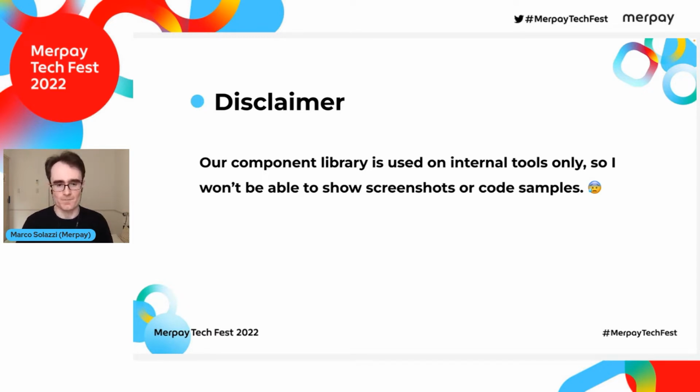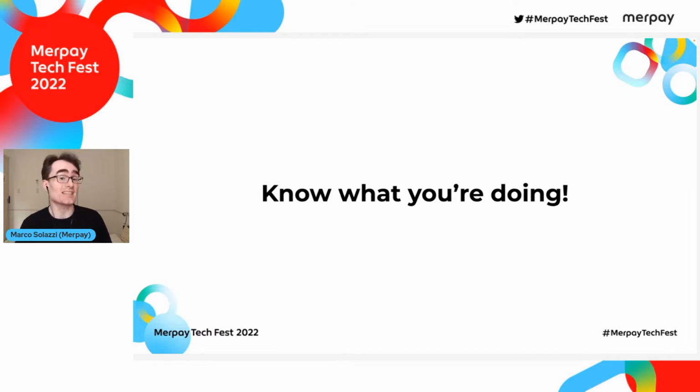That said, there is basically only one important point when it comes to building a component library: know what you're doing. Okay, maybe let's say that this should be the case for all kinds of development. But anyway, to know what you're doing, the first step is to clarify your mission, what you want to achieve.